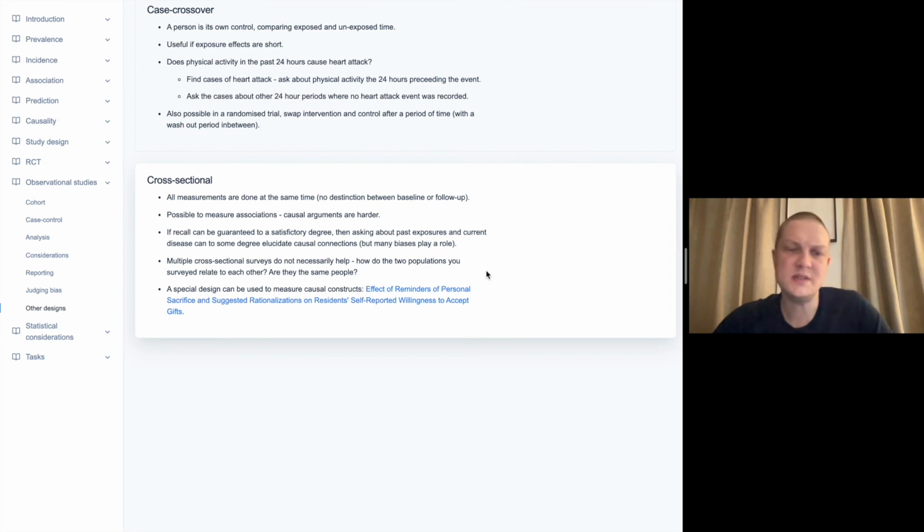A special design of cross-sectional studies, a special design of survey design really, can actually help you to measure causal constructs. This is an interesting paper which I recommend reading, and it investigated the effects of reminders of personal sacrifice and suggested rationalizations on residents' self-reported willingness to accept gifts.